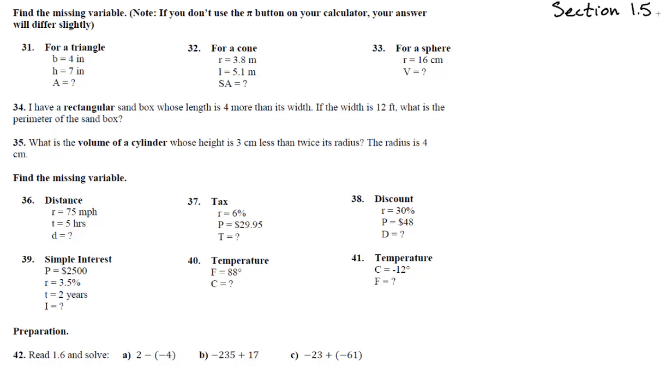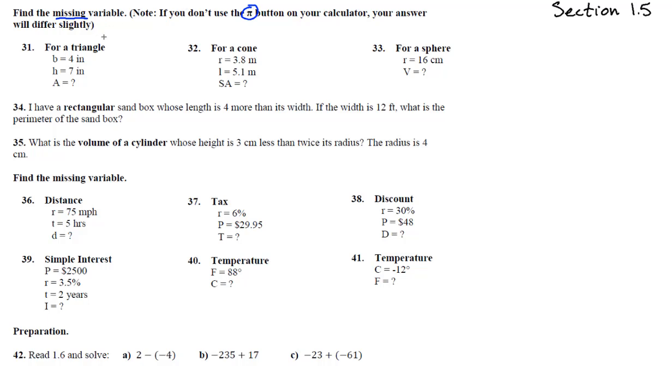Here we are in section 1.5 with answers 31 through 42. Find the missing variable. Note if you don't use the pi button on your calculator, specifically for a cone, for a sphere, stuff like that, your answer will differ slightly than what's in the book. And that's all right, but note that your calculator does have a button that has the number pi in it.